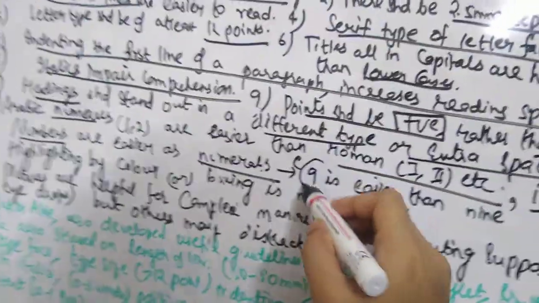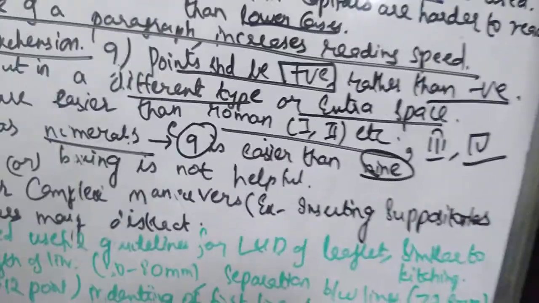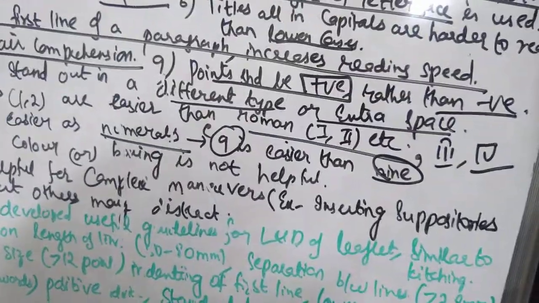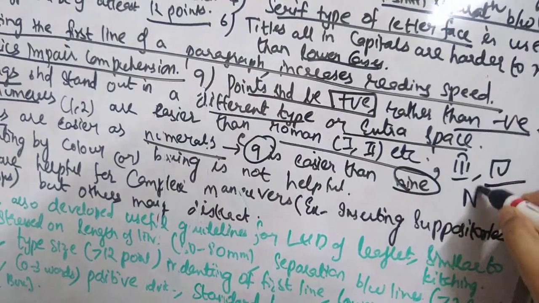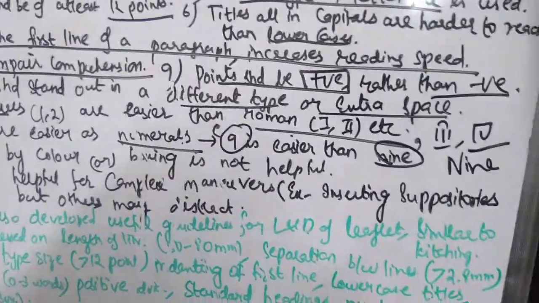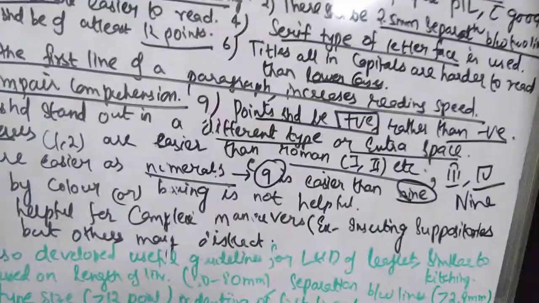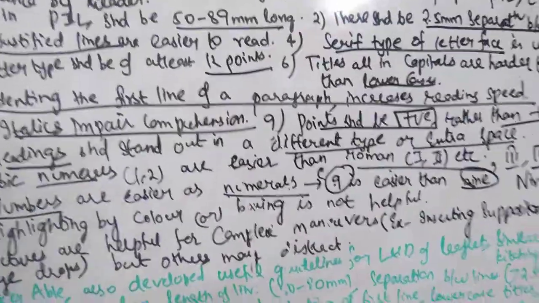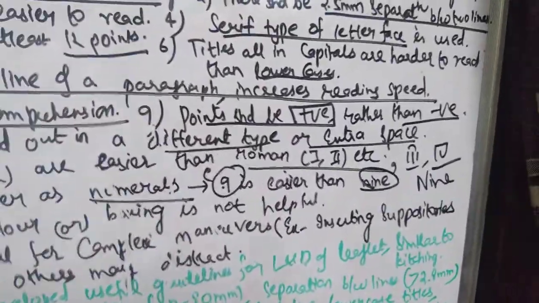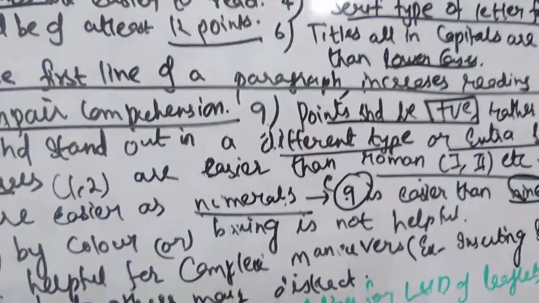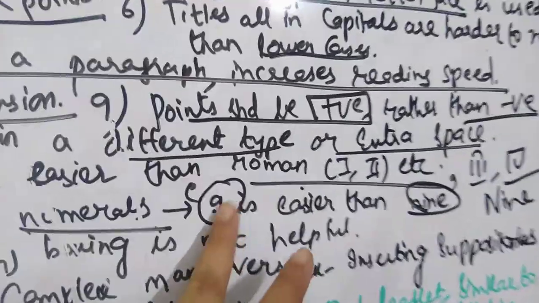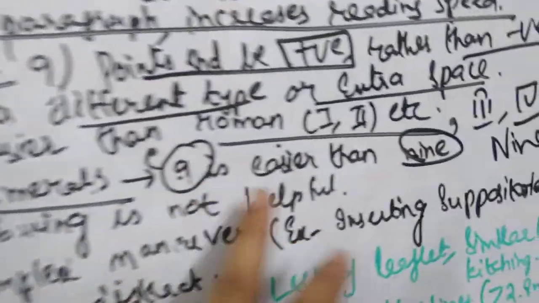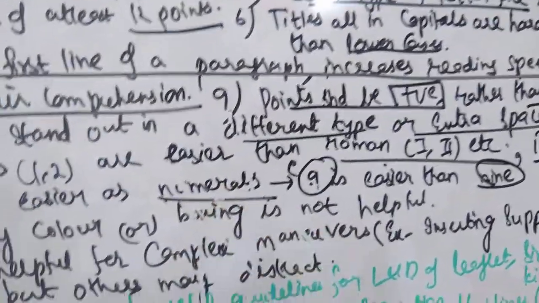Next, numbers are easier than numerals. For example, 9 is a number, and 'nine' is a numeral. Whenever you want to express something in a leaflet, if you write it in words, the patient sometimes may not understand it very clearly, but if you write the digit 9, then it will be very clear to him. So you can write 9, or any other number, instead of spelling it out. So digits are considered easier than spelled-out numerals.